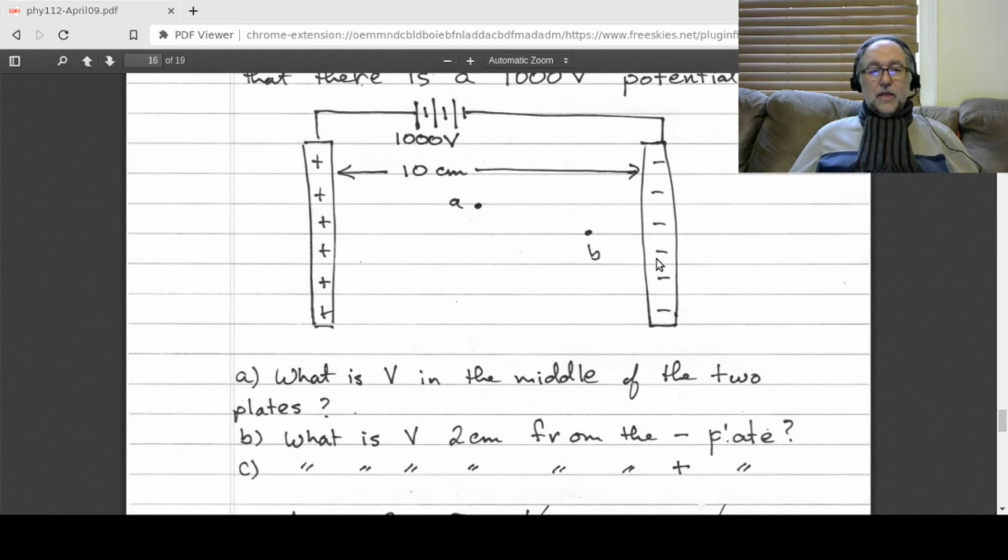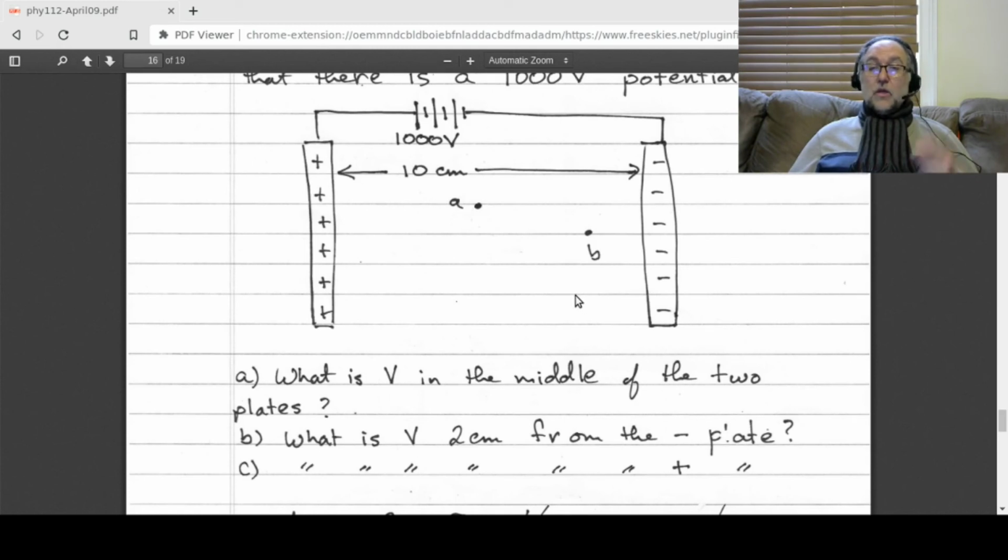The distance in here is 10 centimeters. As you move from the negative plate to the positive plate, if you're a positive charge, you want to sit here. If you sit here, you basically have no energy. And for every centimeter that you move towards the positive plate, you're gaining 100 volts. So 1 centimeter in, 100 volts.